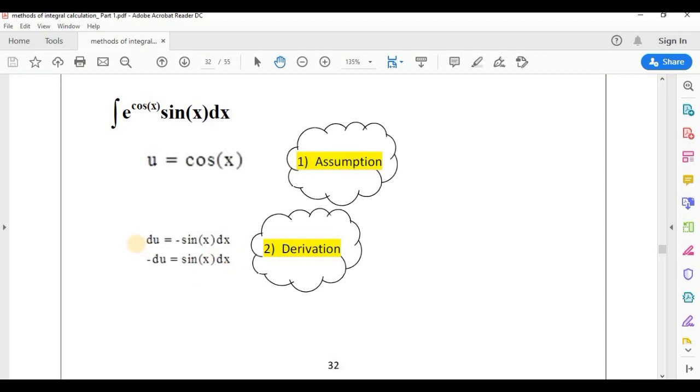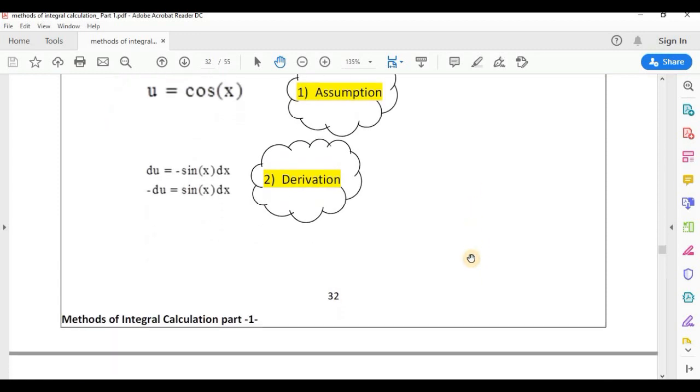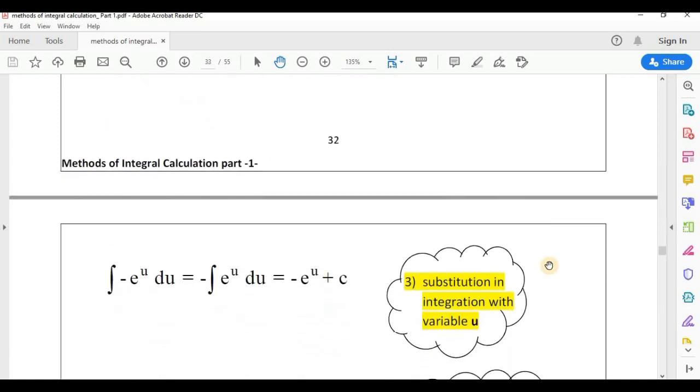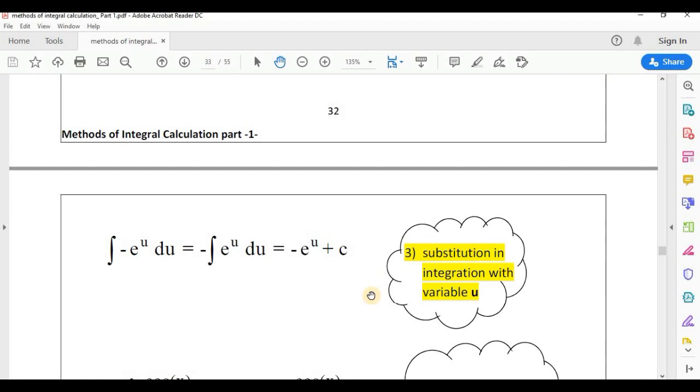Then we will multiply both sides by the negative sign. So here it will be minus du, and on this side we multiply also by the negative sign; negative with negative will be positive. Why are we doing that? To get this part, because here we have sine x dx. So sine x dx will be equal to minus du. And why are we doing this? To get the third step of the solution.